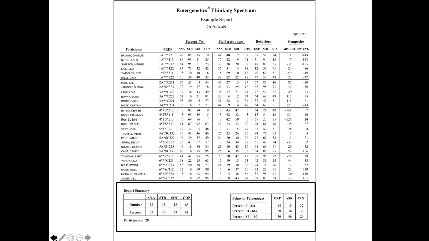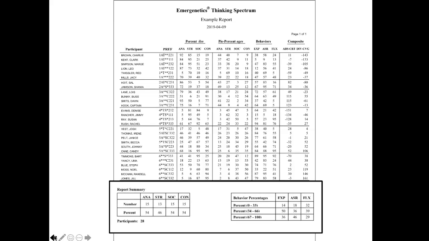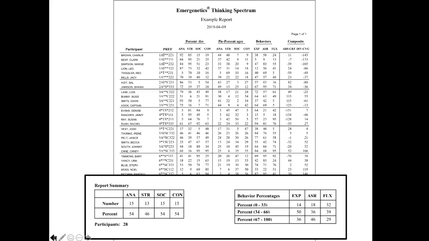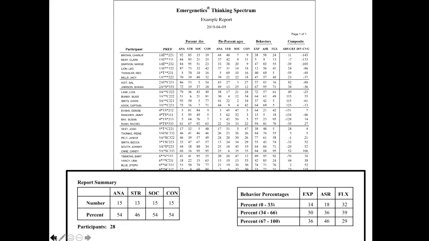Reference the group's thinking spectrum to get the data for the slides. All of the data you'll need can be found at the bottom of the thinking spectrum in the report summary. As a reminder, there are 2 sections to the report summary. The section on the left displays the number and percentage of participants in the group that have each thinking attribute and preference. The section on the right shows the behavior percentages.